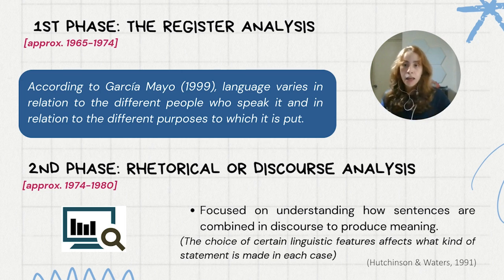Then we have the second phase, which is rhetorical or discourse analysis. ESP became closely involved with the emerging field of discourse analysis. For example, in register analysis, the focus is on sentence grammar, but in rhetorical analysis, the intention and focus is to understand how sentences were combined in discourse to produce meaning. And this will end up in the creation and development of the ESP course program.